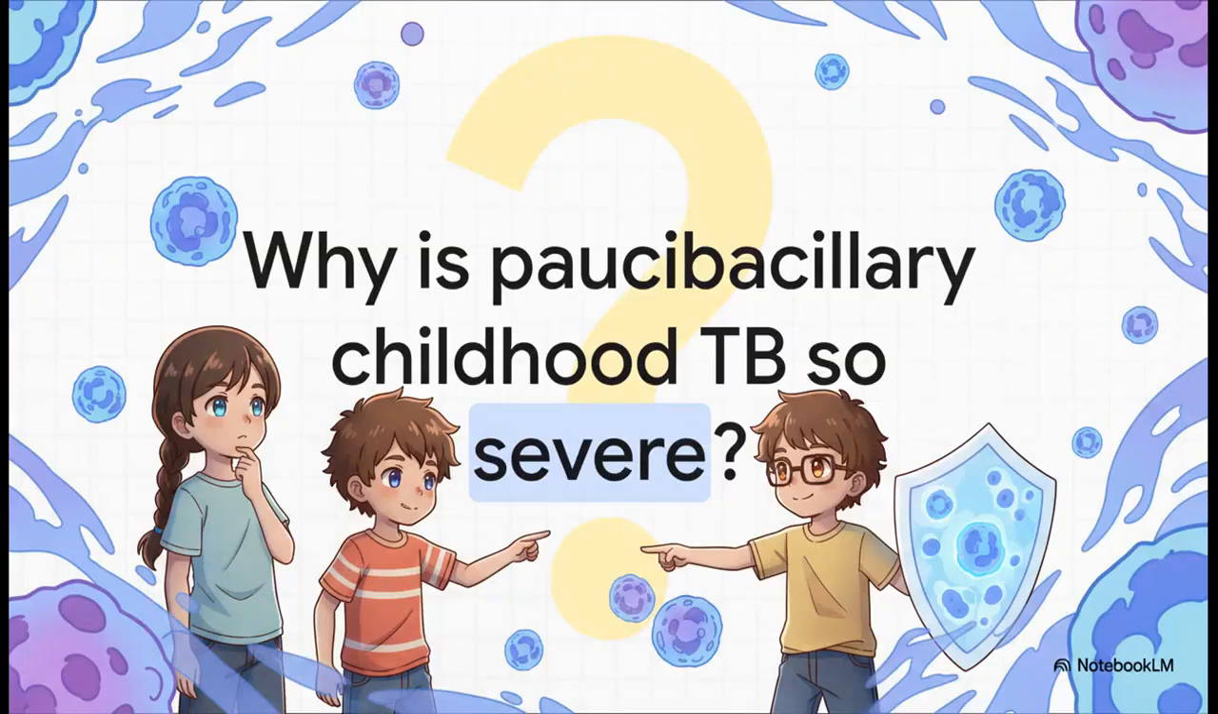Let's get to it. So let's start with this puzzle, the central paradox that really gets to the heart of what makes childhood TB so unique. How is it that a child can have a very low number of bacteria, we call this paucibacillary, and yet be so incredibly vulnerable to the absolute worst, most widespread forms of the disease? It seems counterintuitive, right?